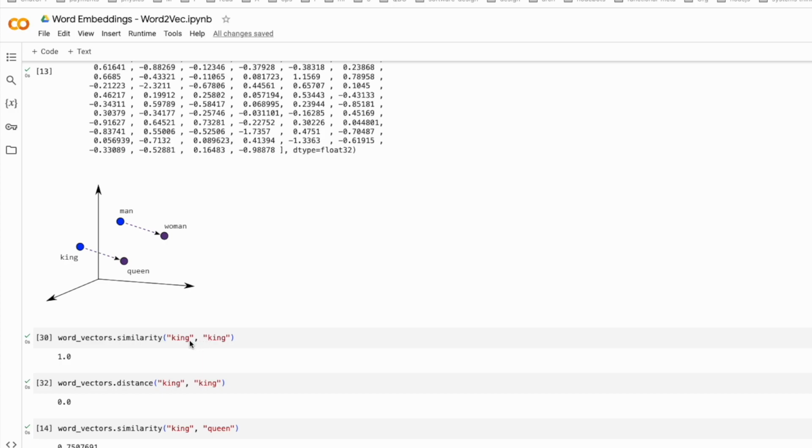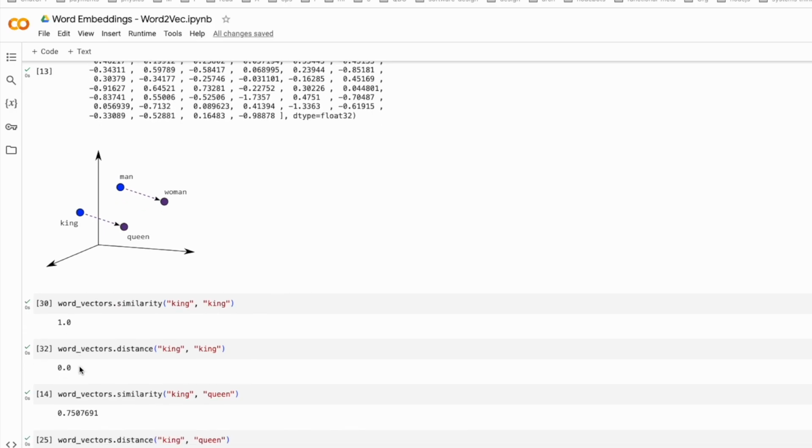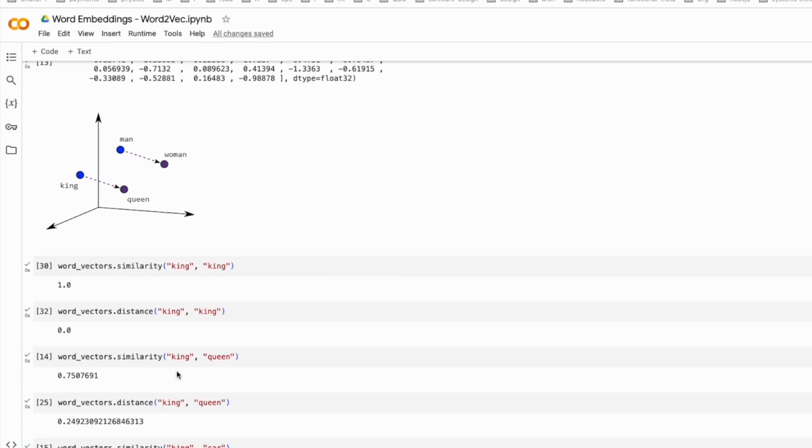So we first tested with king. The similarity between the two same words is 1, of course. And the reverse of similarity is distance. So the distance between these two points of these two words should be 0. This is just for validating whether things are going fine. Now let's take some more examples. King and queen, the similarity is 0.75. Distance is 1 minus 0.75, so that's the number.